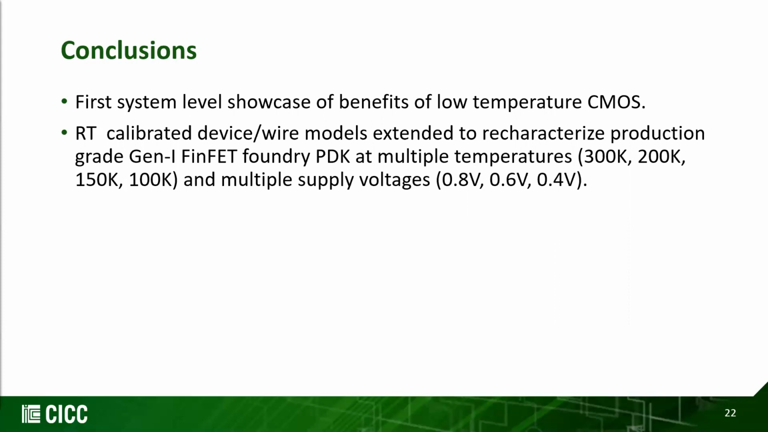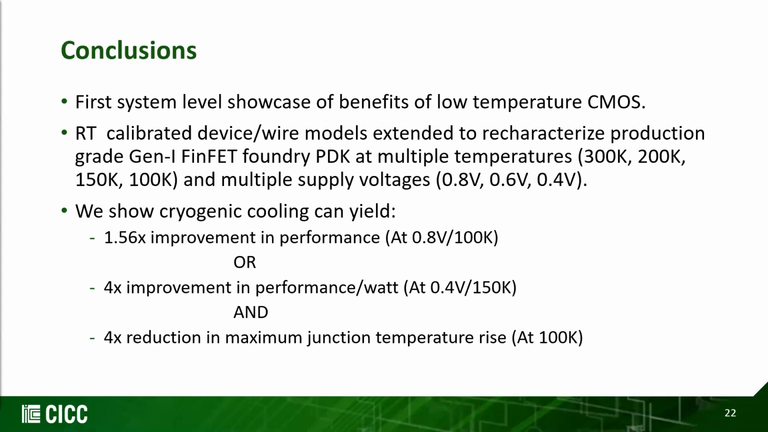We perform APR and analyze the power performance to show that with cryogenic cooling, we can obtain 1.56x performance boost compared to room temperature at 0.8 volts VDD and 100 Kelvin, or we can achieve 4x improvement in performance per watt compared to 0.6 volts room temperature design at 0.4 volts and 150 Kelvin. And we also get 4x reduction in the maximum junction temperature rise at 100 Kelvin. Thus, cryogenic CMOS systems can provide multiple generation of Moore's law advancements.